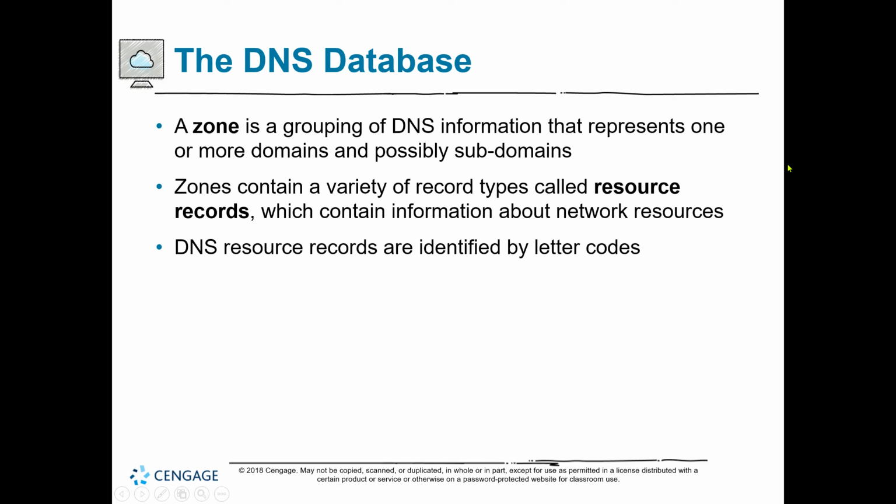A zone is a grouping of DNS information that represents one or more domains and possibly subdomains. Zones contain a variety of record types called resource records, which contain information about network resources. DNS resource records are identified by letter codes.